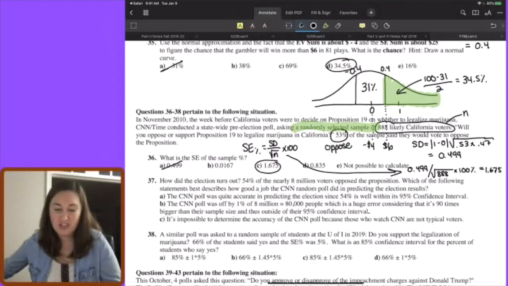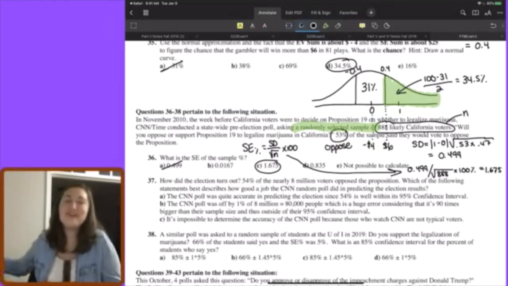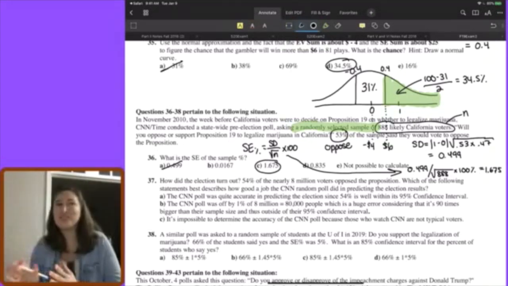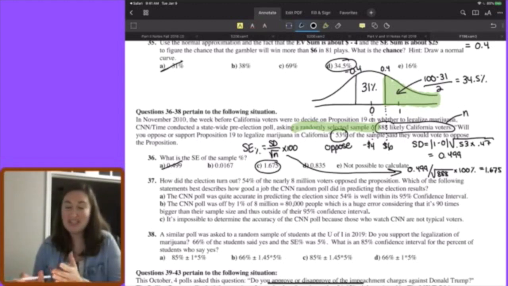Cool. So this one, just be careful. Remember, if it's not random, the answer would be not possible to calculate. Don't get too concerned about not knowing the SD. Ask yourself, can you calculate it or not? And here we can, because we know the percent of ones and zeros.